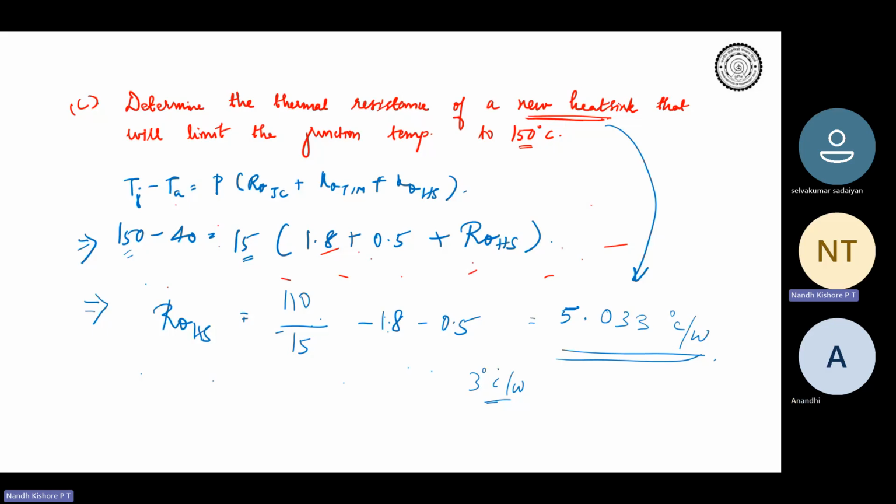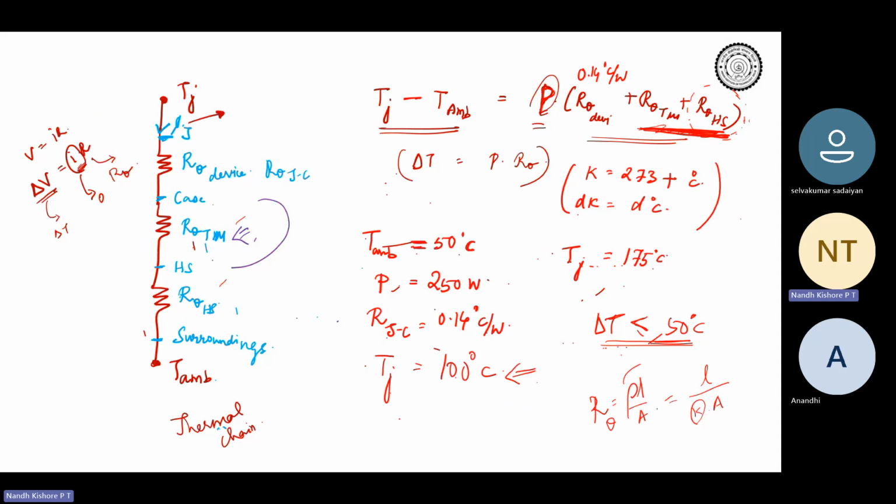Selvakumar sir, is this fine so far? Today we have seen a problem on loss calculation, that is conduction loss calculation for IGBT, and we also saw a problem on heat sink calculation. We saw in first principles how this heat sink is computed. We derived the thermal chain.